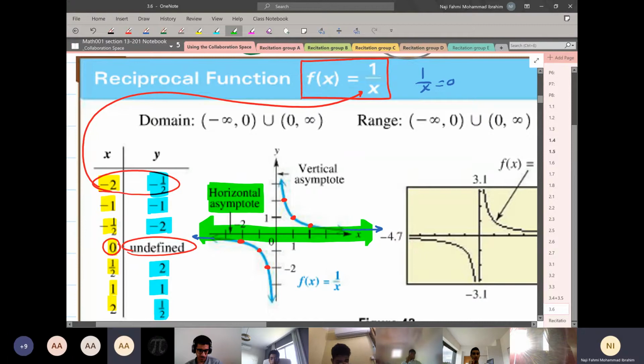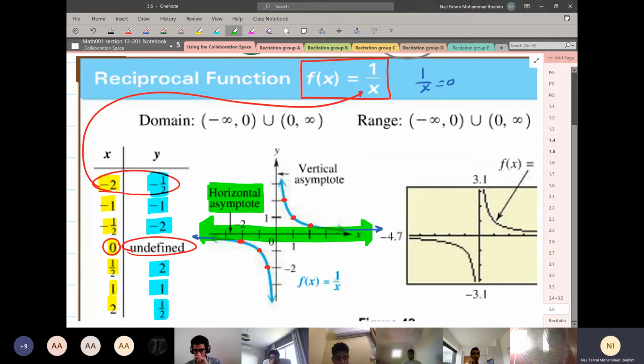Asymptote. خط تقارب. And in math, what does it mean? That the curve will keep getting closer and closer to that line, but it will never intersect that line.